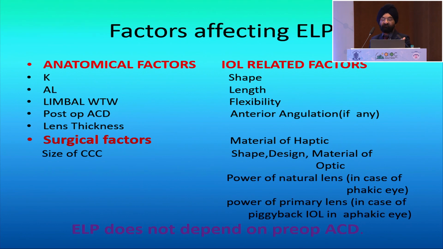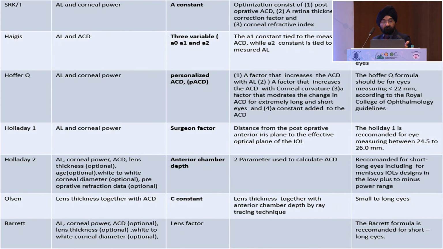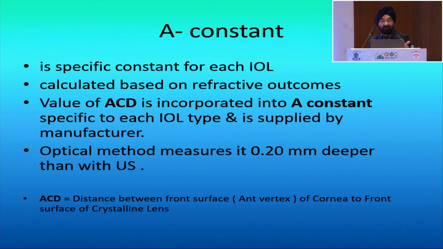So let's classify the factors which affect effective lens position. There are anatomical factors, which I've already elaborated upon. There are surgical factors, which include size of CCC. IOL-related factors are also important: shape, length, flexibility, angulation, then material of the haptic. So various formulas have various constants to take into account these factors which affect the effective lens position. SRK/T, the older formula, had the A constant. Haigis has A0, A1, A2. Hoffer Q and Holladay 2 have anterior chamber depth. Holladay 1 has surgeon factor, Olsen has C constant, and Barrett has lens factor.